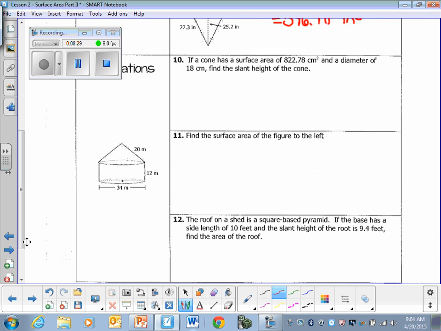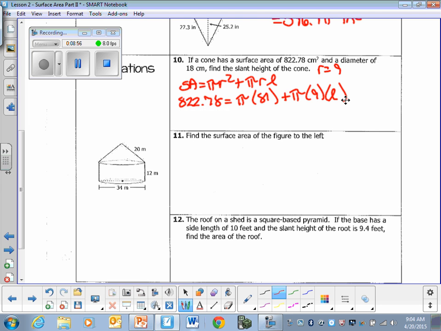So some applications. We have a cone with a surface area and a diameter, which means r is going to be 9. Find the slant height. So surface area equals pi r squared plus pi r L. 822.78 equals pi times 9 squared is 81 plus pi times 9 times L. So subtract 81 times pi from both sides, and you have approximately 568.31 equals 9 pi L. Divide both sides by 9 pi, and your slant height is approximately 20.1 centimeters.